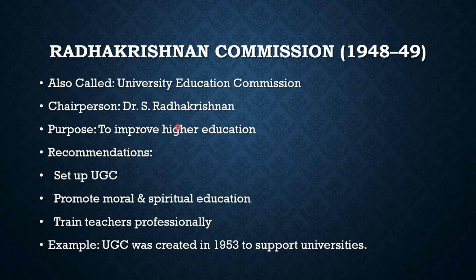And what are the key recommendations of this commission? We'll see now. Develop good citizenship and leadership through education, improve teacher quality and pay, ensure university freedom from politics, focus on values and research, start a 3-year degree course system. It also led to the creation of the University Grants Commission, UGC, in 1953. And here is an example. UGC was created in 1953 to support universities.